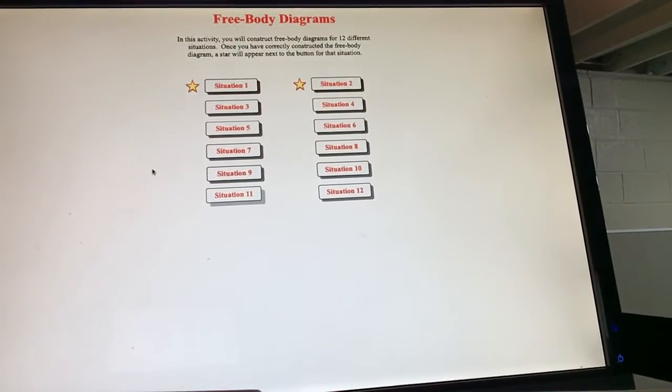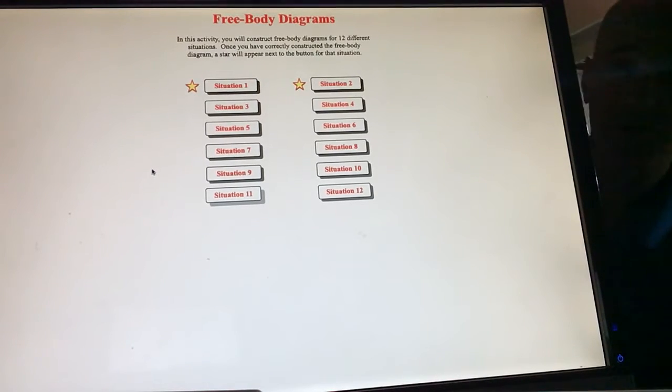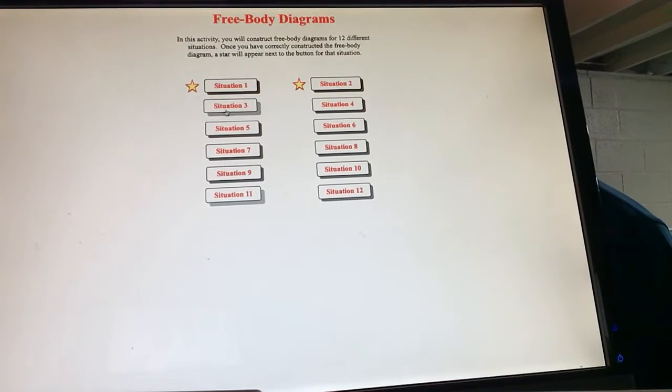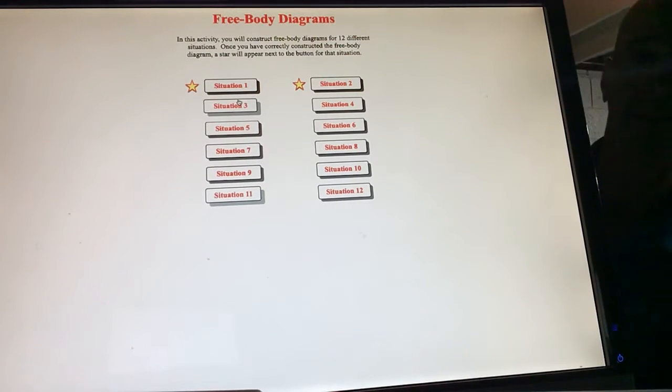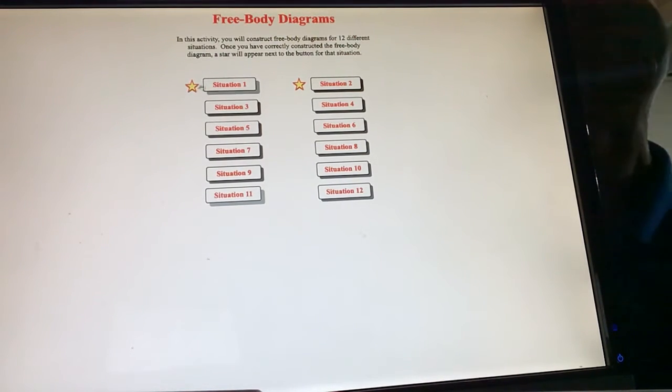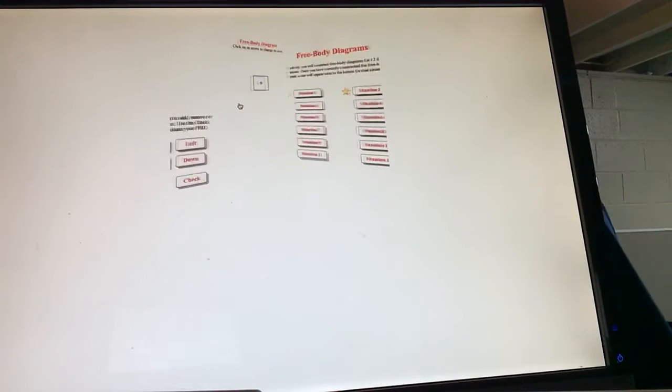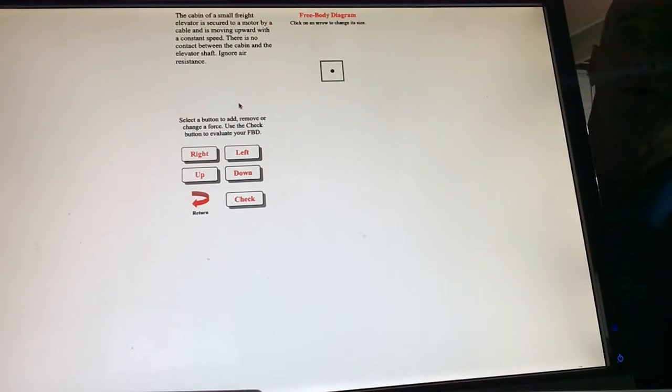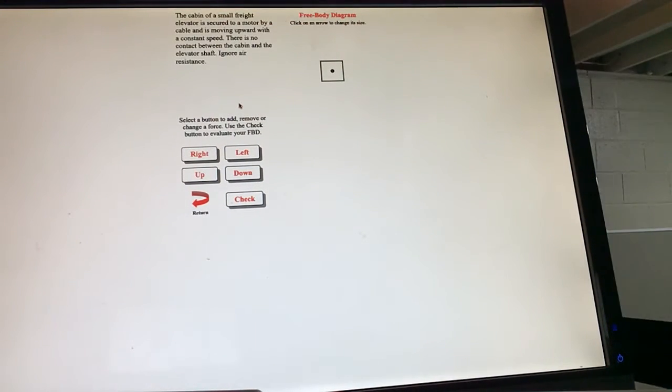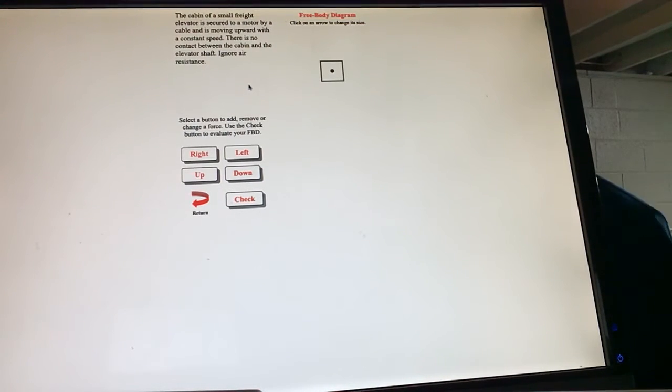Free Body Diagram. This little program has 12 different situations that you're looking at. So I'm just going to click on one. And if you notice these stars, every time you get one right, you get a star. Okay? So let's see if I can get a star here. Okay, so here's what you have. The cabin of a small freight elevator.